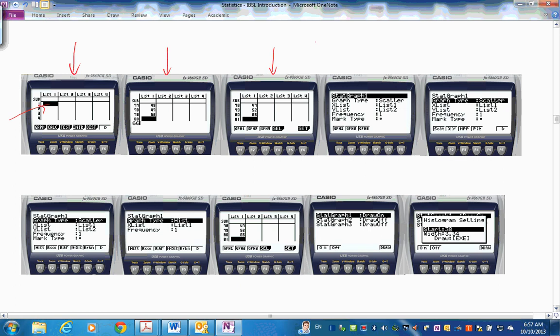Now what I want to do is define my graph. So the first thing I'm going to do is choose set, by hitting F6, and then we get this window, and it's located on graph 1, and it's a scatter graph, list 1, list 2. So what do we want? We don't want a scatter graph here.